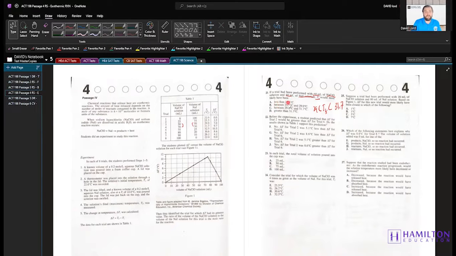So is it less than 25.5? No, it should be more than 25.5. Is it between 25.5 and 29? No, it should be greater than 29. See, 29 and 31.7. That's perfect. Got our answer. And just to verify, it's not greater than 31.7. So the answer is C.